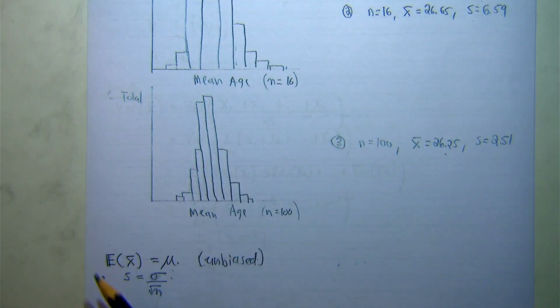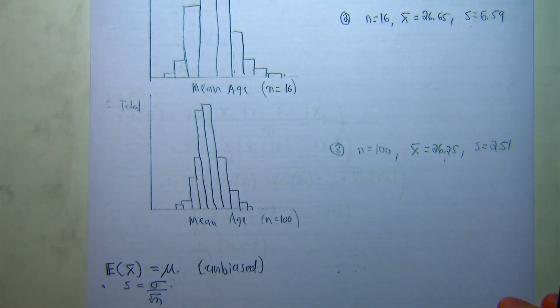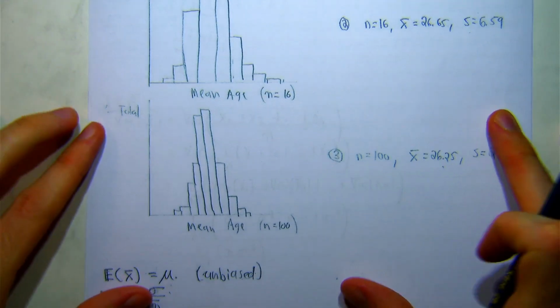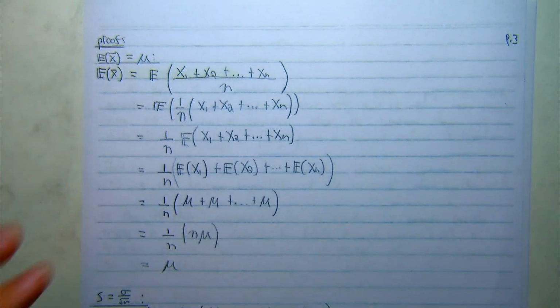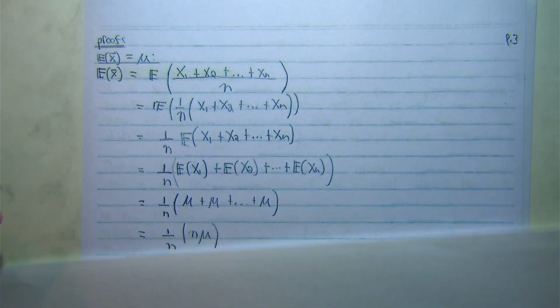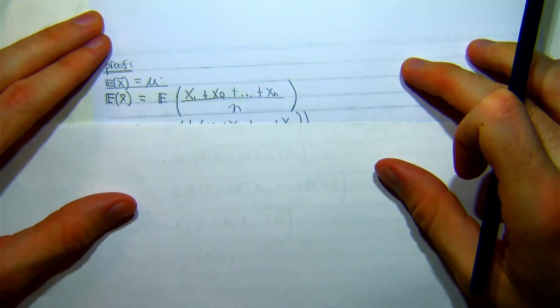And we can actually back up this idea here by rigorously proving that this is true. So if we look here, this is a proof to show that the expected value of the sample mean, the mean of the sample means, is equal to the mean of the distribution. So let's look at it line by line.